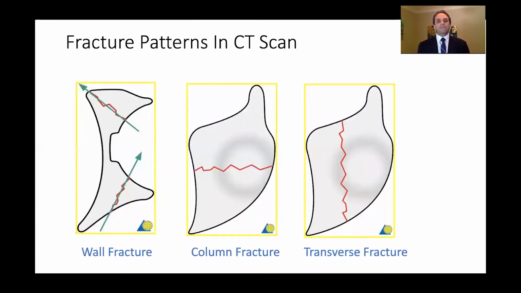The fracture patterns in the CT scan are very important because when you see a fracture that runs like the green arrow, then this is a wall fracture. When a fracture runs from medial to lateral, this is a column fracture. And when a fracture runs from anterior to posterior, this is a transverse fracture because it crosses all the lines and columns and walls of the acetabulum.